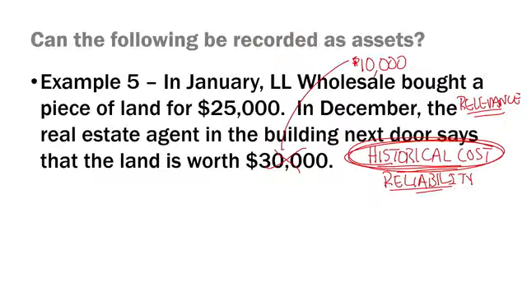Then the management of LL Wholesale would have to reflect on this estimate. They might see that this value decrease from $25,000 to $10,000 is what they would call a permanent decline, a decline in value that's really not expected to return for any foreseeable future. In that situation, an additional guiding principle becomes important: conservatism.